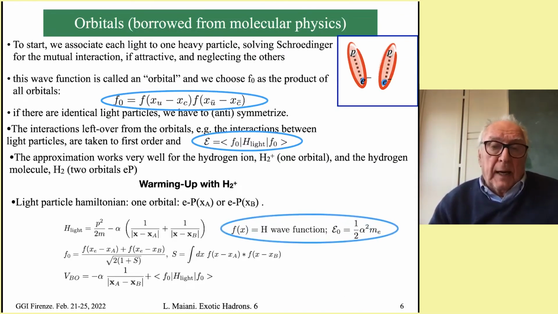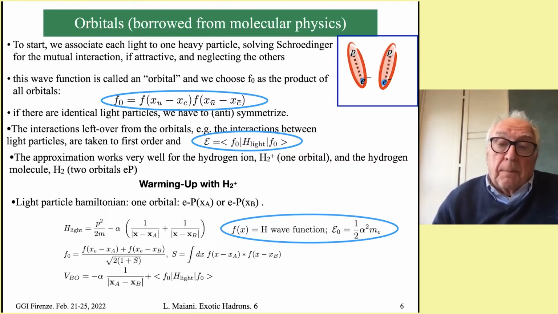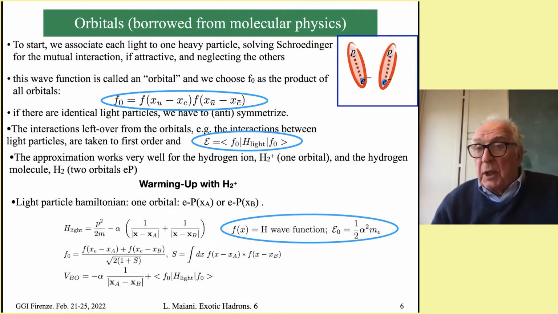Two protons and one electron, you have this Hamiltonian, and of course you can consider the one orbital as a wave function when you associate the electron to the proton in XA, or to the proton in XB. Of course, in this case, the F is simply the hydrogen wave function with the nucleus placed in XA, and the other one is the nucleus placed in XB.